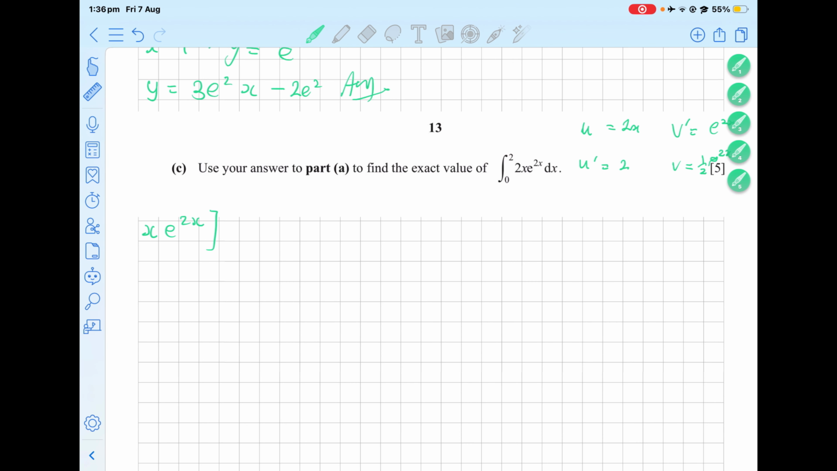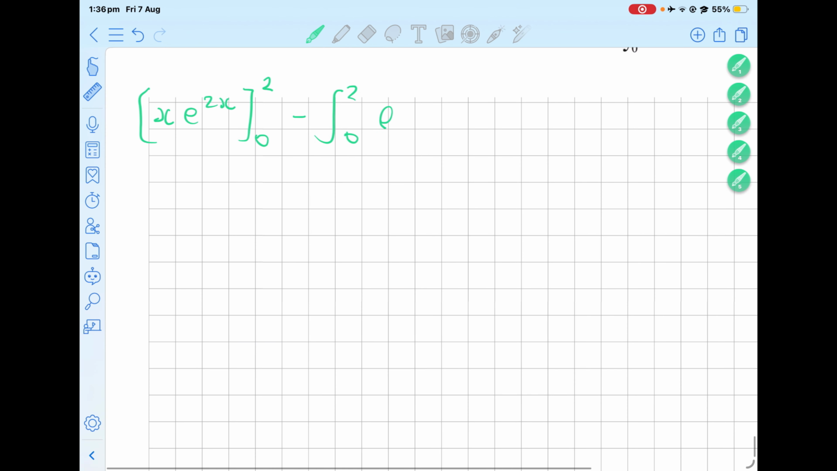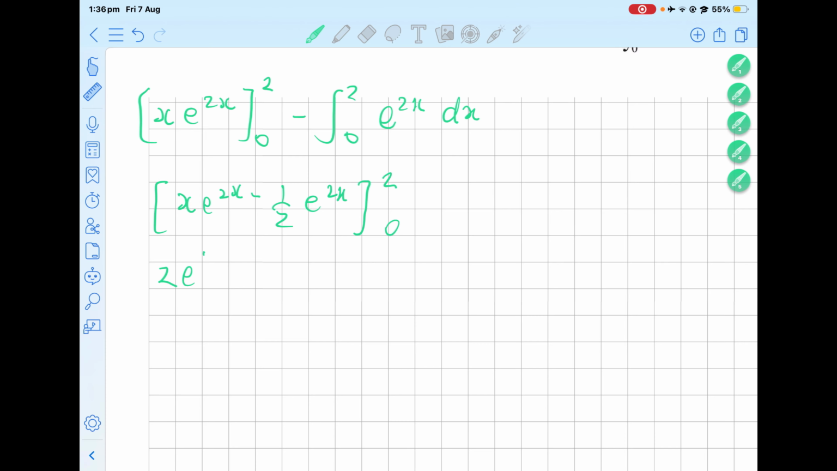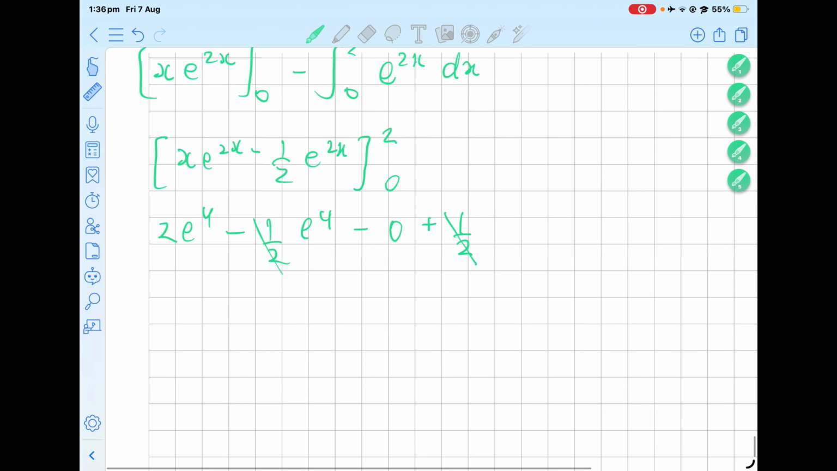So this thing, with the limits 2 and 0, minus the integral from 0 to 2 of u prime into v, so that is like e to the 2x dx. So basically I'm talking about x e to the 2x minus half e to the 2x, between 2 and 0. So 2e to the 4 minus half e to the 4 minus 0 plus half e to the 0. So this cancels out with this, so we are left with 2e to the 4.